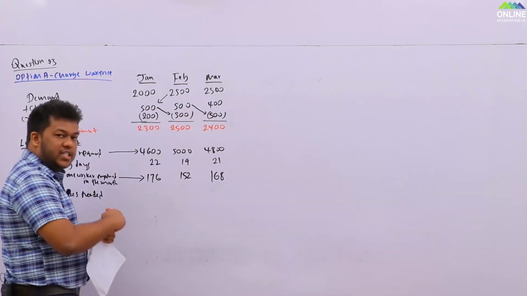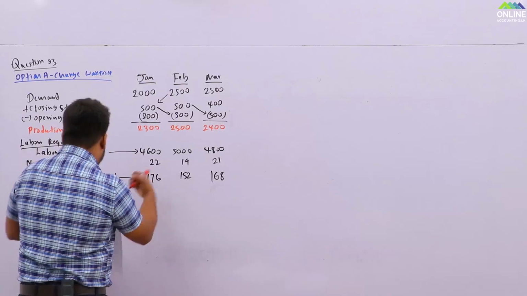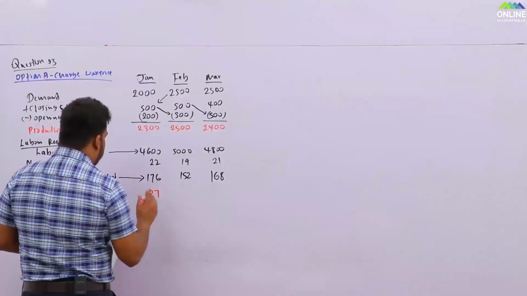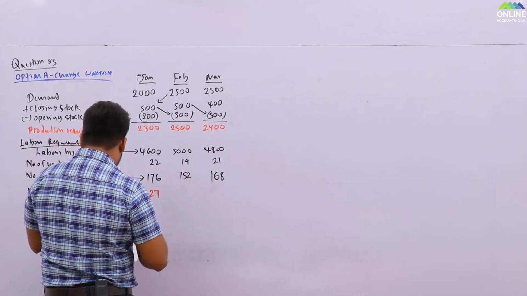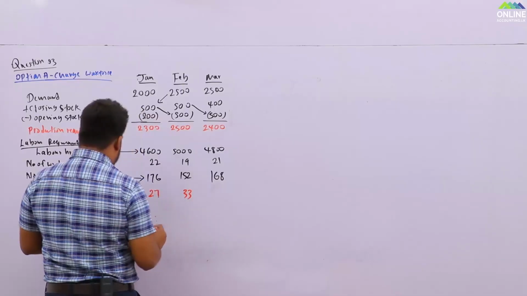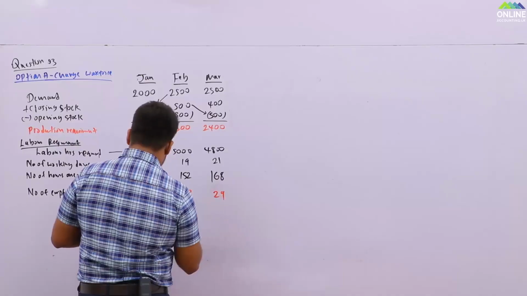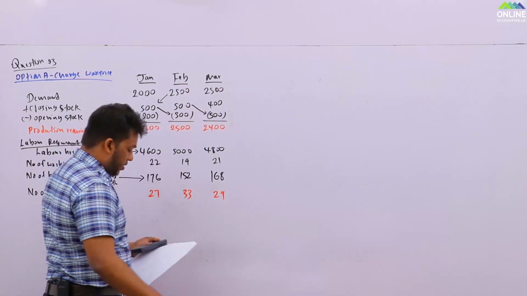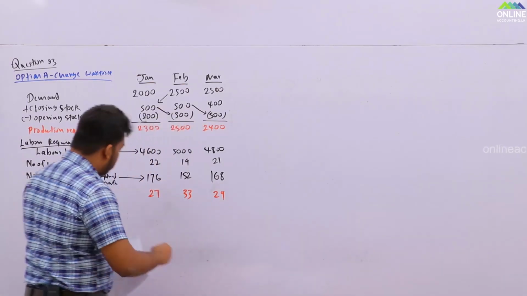So definitely you need 27. Why? Because 26.01 means anyway you need another one to do that. So this is 27. And here 5,000 divided by 152, 32.89. So you need 33 employees at least. And here also you need 29 employees.